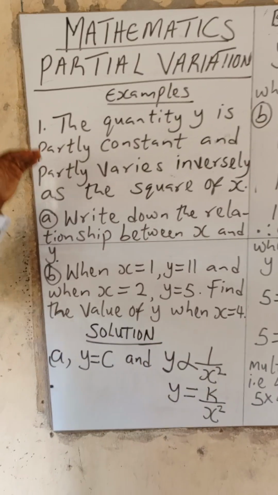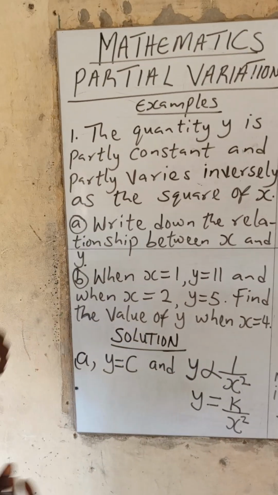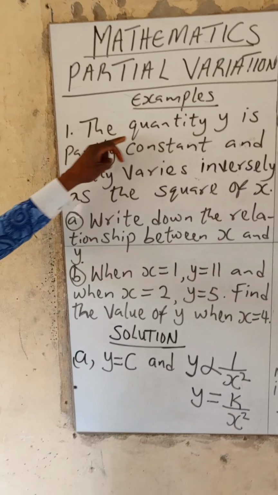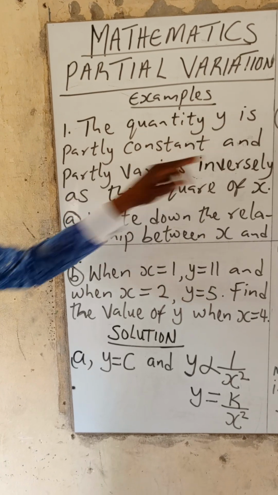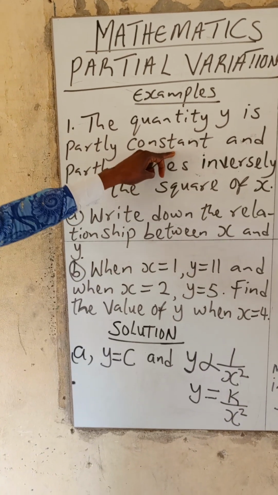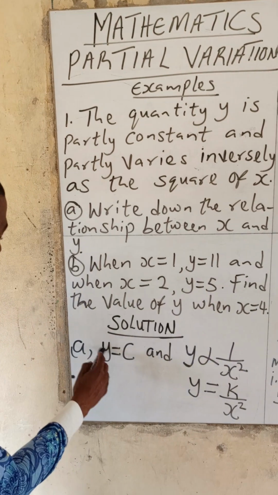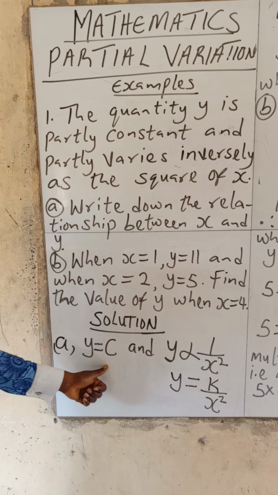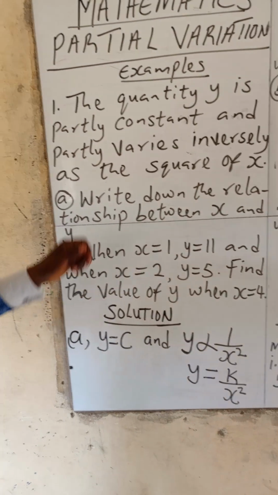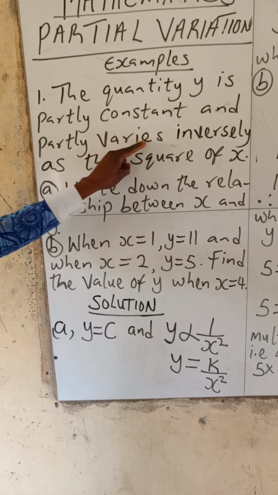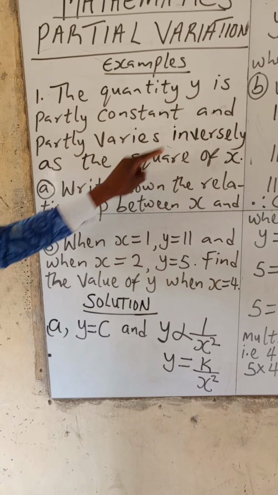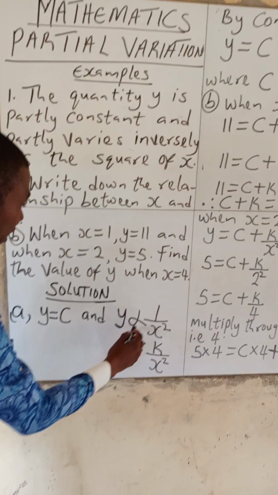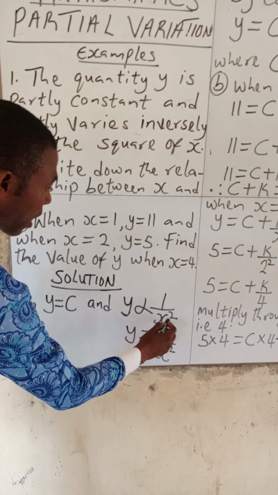So let us focus attention on example 1. During the solution, we will be reading it gradually while we solve at the same time. Question 1 says, the quantity y is partly constant. So in the solution, we have y equals a constant. We are using C to represent our constant. And partly varies inversely as the square of x. That means y varies inversely as the square of x, as 1 over x squared.